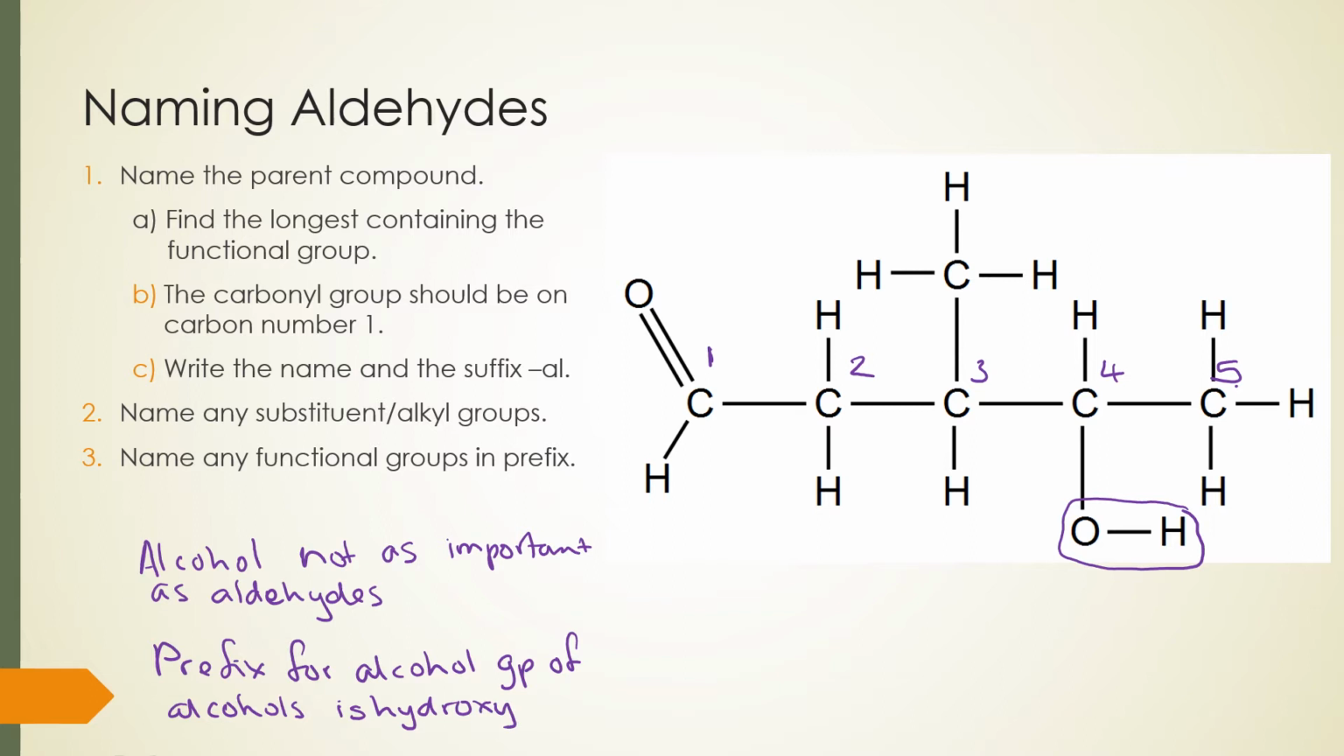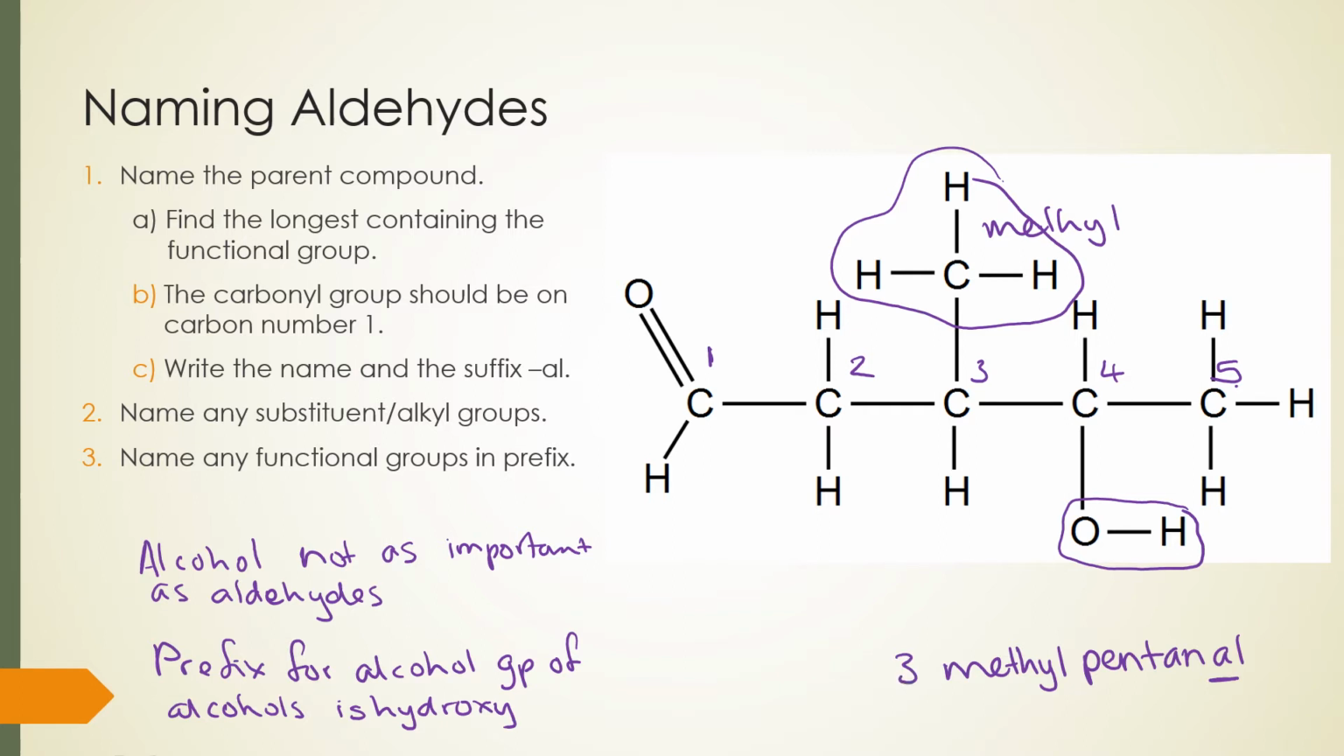So counting this, we have 5. It's pentanal. Al for aldehyde. You don't have to put a number in because the aldehyde is always carbon number 1. We have a branch, and in that branch is a methyl group. So methyl, and that's on carbon number 3. And we have this hydroxy group, which is an alcohol group, and that's in prefix. So hydroxy. And that's on carbon number 4. So 4-hydroxy, 3-methyl, pentanal.